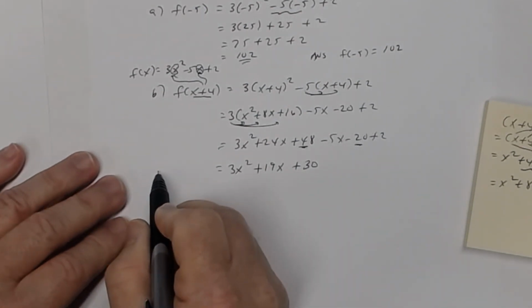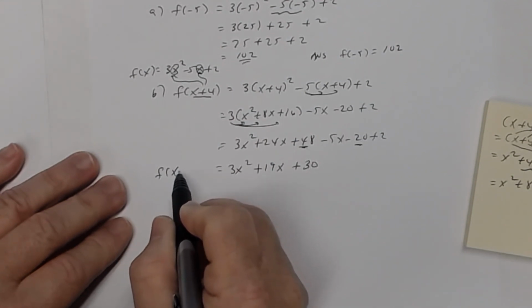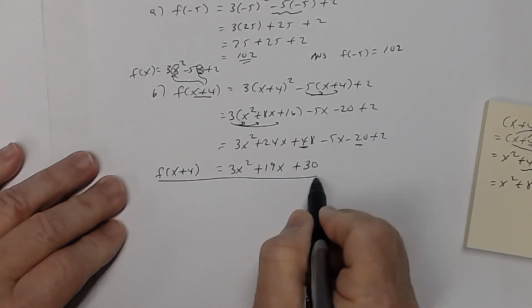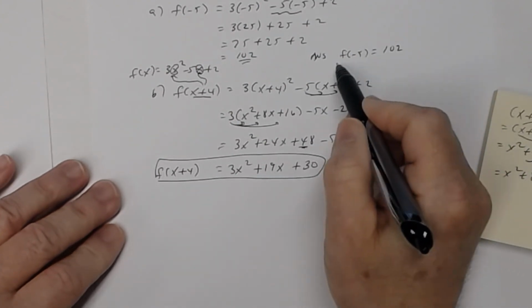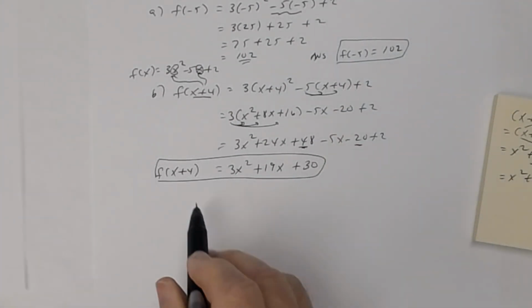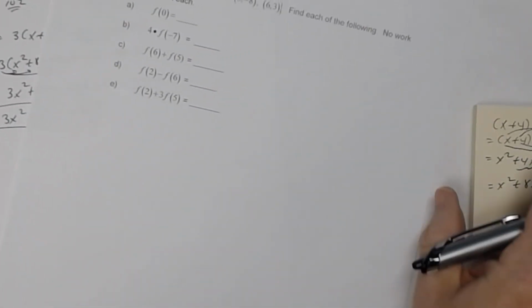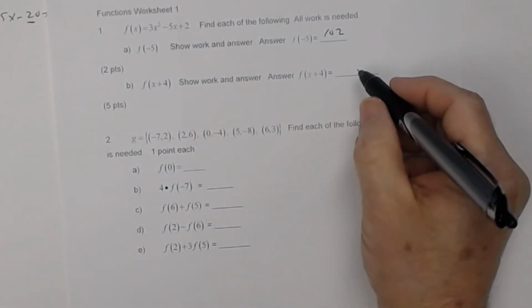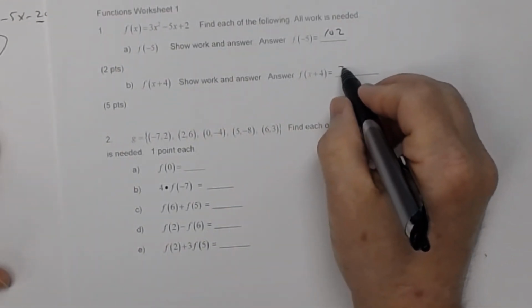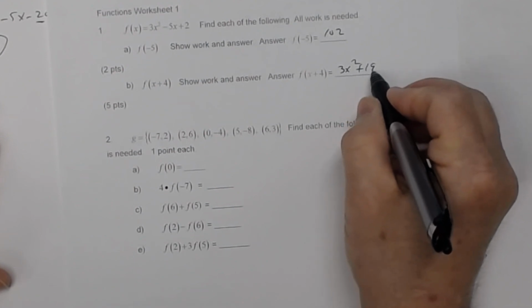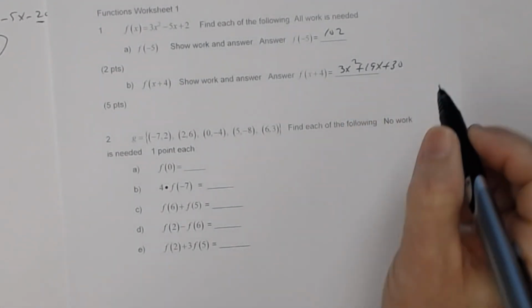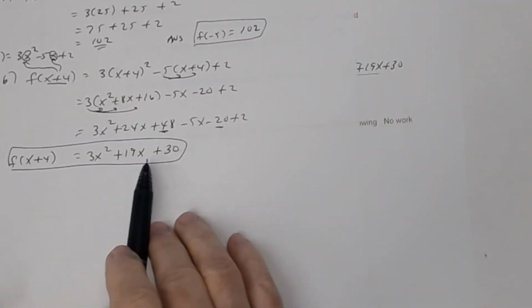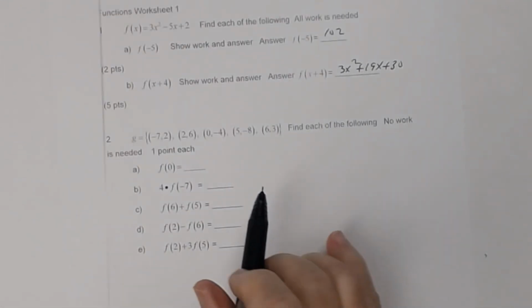All right, and so we're done, so this is f of x plus 4. That's what you would put in, let me go ahead and box this off. So f of x plus 4 is going to be this function. It'll be 3x squared plus 19x plus 30. All right, so that's going to be f of x plus 4.